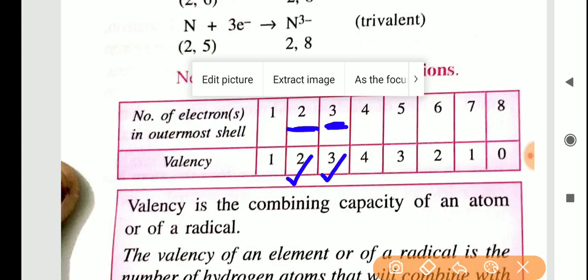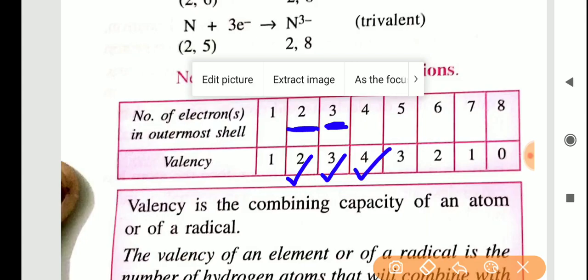But if they have 4 electrons in the outermost shell, what will they do? They will not lose 4 electrons or gain 4 electrons, because both are equal numbers, right? So what will they do to attain stability? They will always share for attaining stability. How many electrons will they share? They will share 4 electrons. So the valency will be 4.